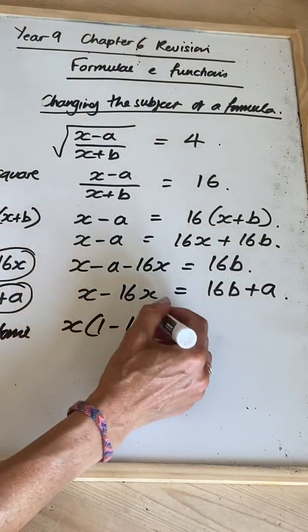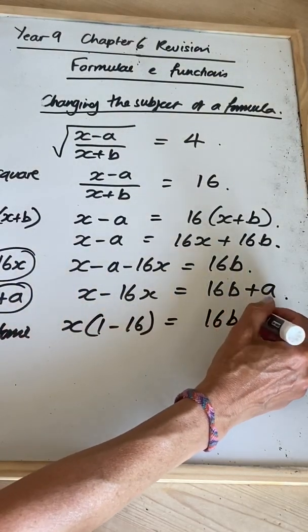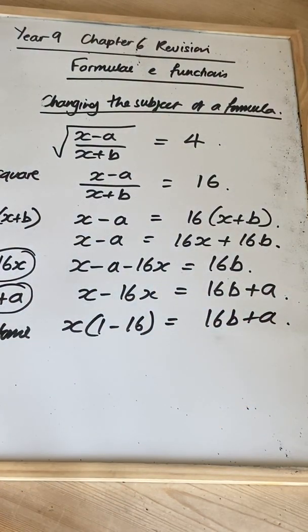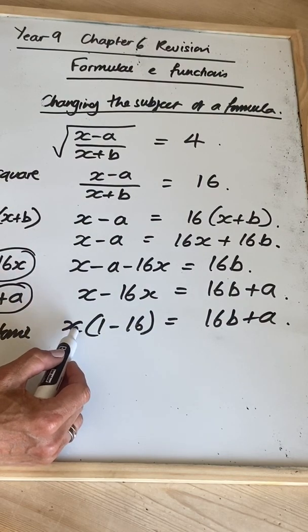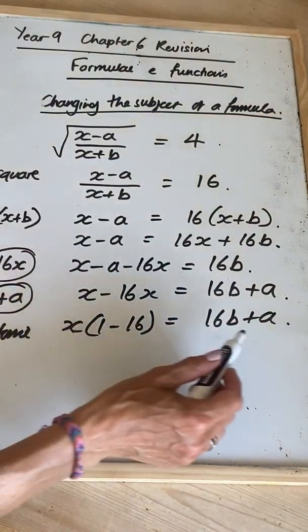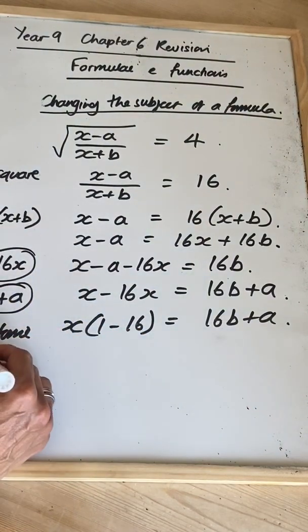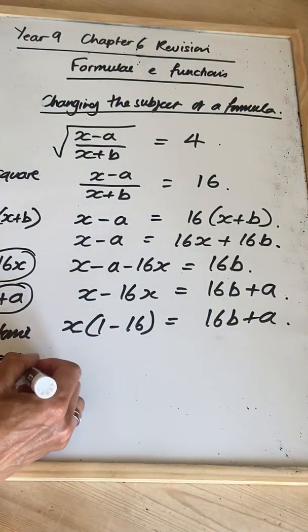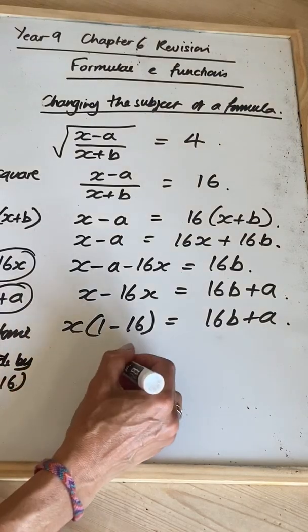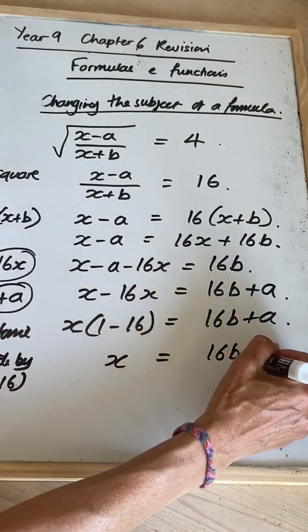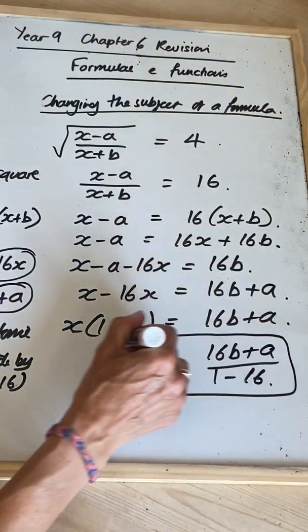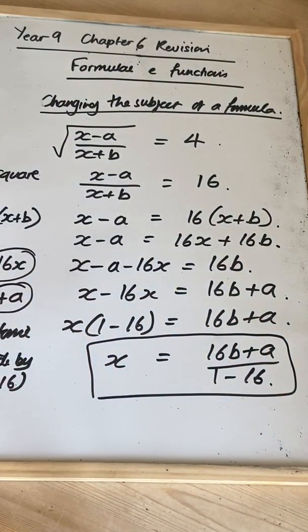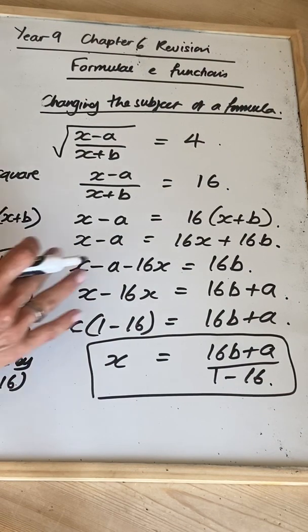You have got to be patient, chaps. You've got to get yourself to the point where you can do your factorising, yeah? So if x is common to both of these, I can put it outside the bracket. x brackets 1 minus 16 gives me that. Then I can divide by 1 minus 16. So we're left with x is 16b plus a all over 1 minus 16. x is now the subject of the formula because it's there all on its own, equal to something. That was a hard one.